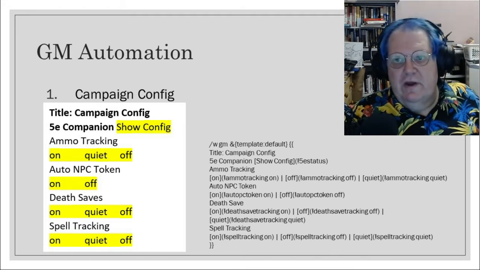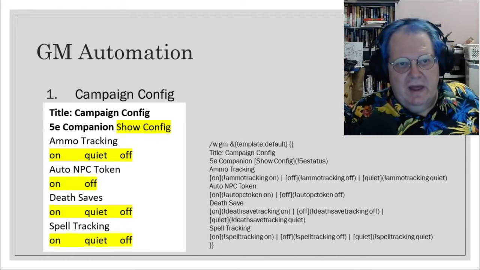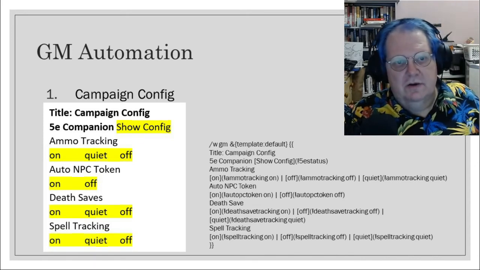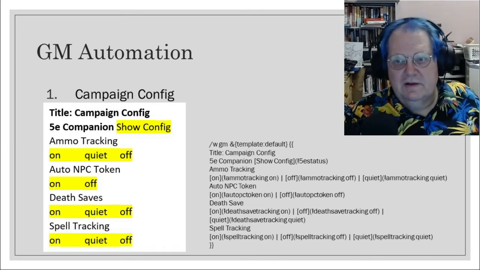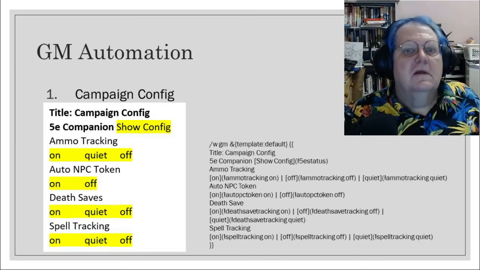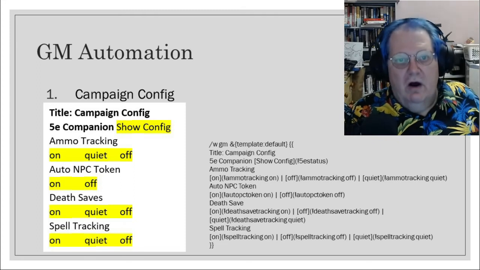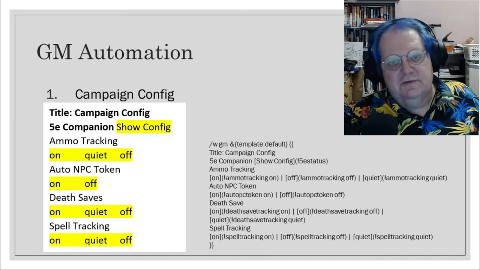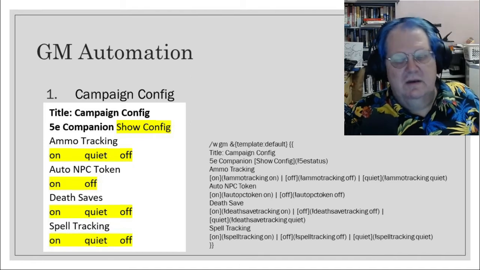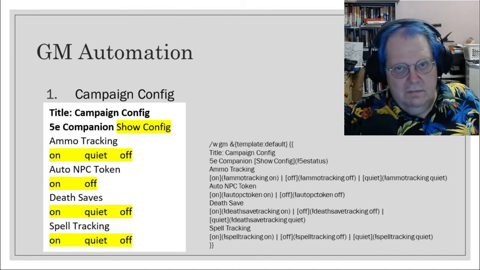Next line, ammo tracking, and again it's just displaying this text. Next line, open square brackets, on, close square brackets. This is the text that's displayed. And next to it, in round brackets, is the command that'll be run if you click on it. And a space and a vertical bar just makes it look nice. And then open square brackets, off, close square brackets, again, text to be displayed. Next to it in the round brackets is the command to run, and the same thing for quiet.